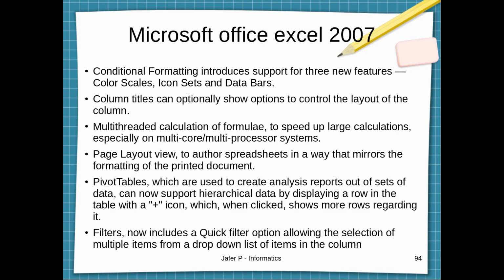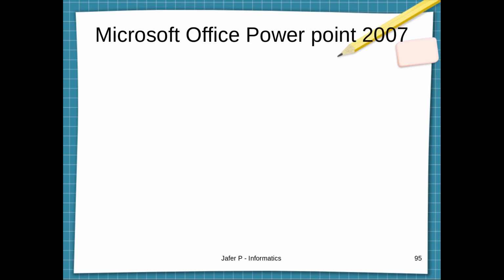Okay, and the last one is filters. It now includes a quick filter option following the selection of multiple items from the drop-down list of items in the column. So if you want to filter the data based on the column, you can select multiple items to sort. That is called filters. These are all not very important, that is why I'm just going through them very quickly.